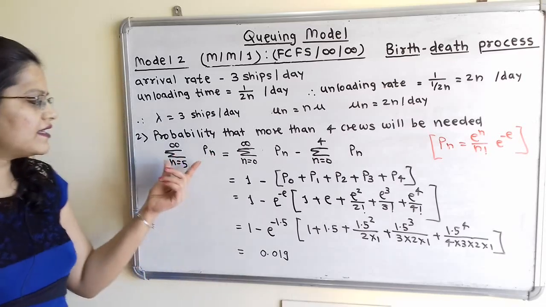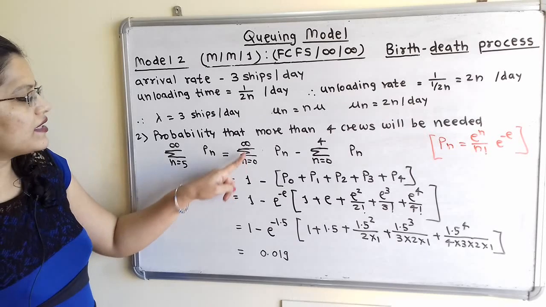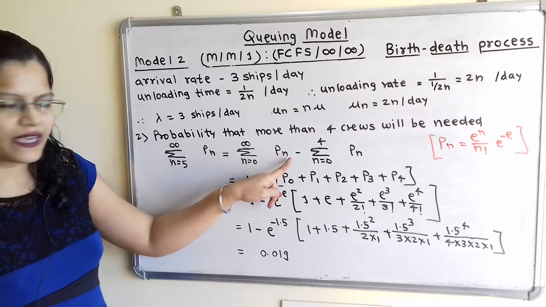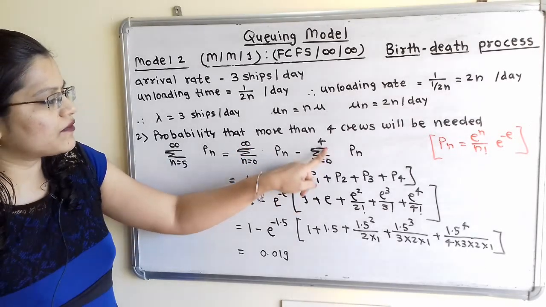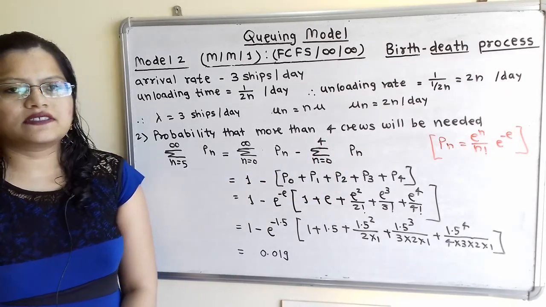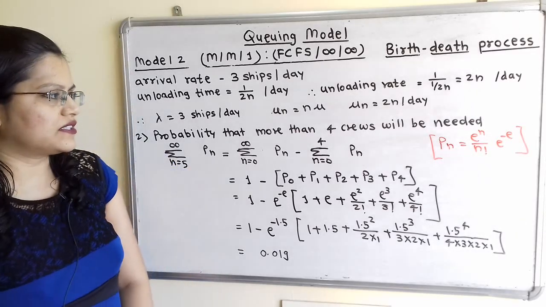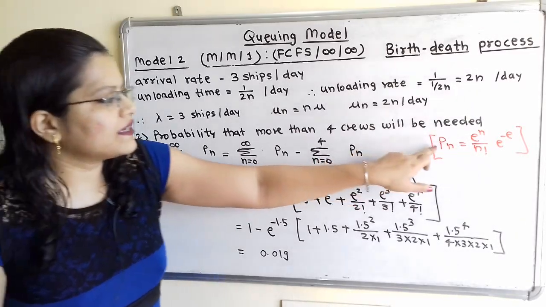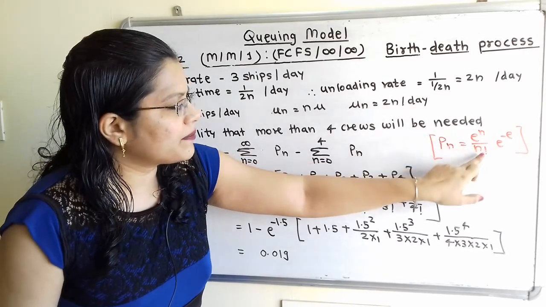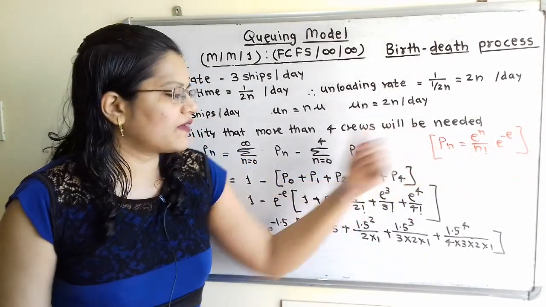How can we write this in another way? We can write this as the summation of n equal to 0 to infinity Pn minus the summation of n equal to 0 to 4 Pn. Pn is the probability of having n crews in the system. Here Pn is equal to rho raised to n by n factorial times e raised to minus rho. So we will put this value.